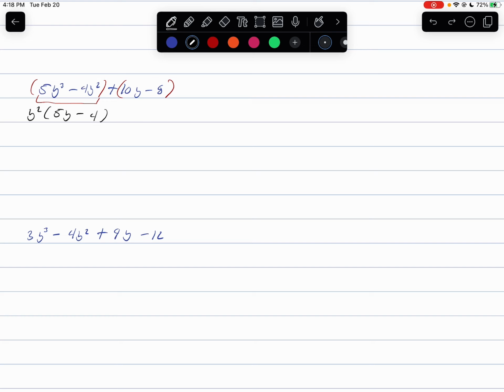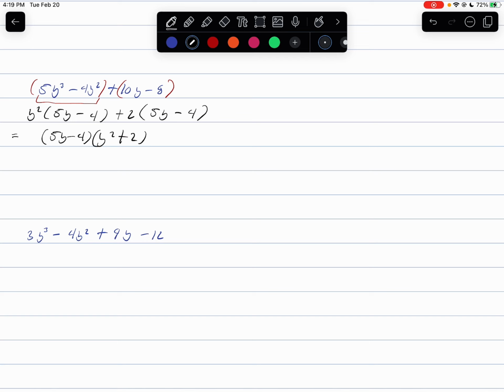So if we pull out a 2 here, that's going to give us 5y minus 4. And look at that. If we're able to do this, we see that we have 5y minus 4 in each of these. So we have a common term. And now we can go ahead and factor out, or undo our distribution of, 5y minus 4. And if we do that, we're going to have 5y minus 4 times y squared plus 2.